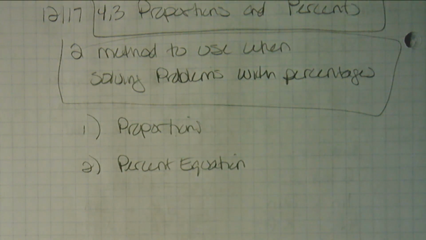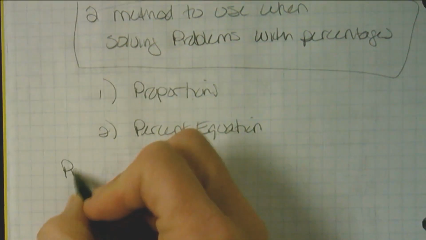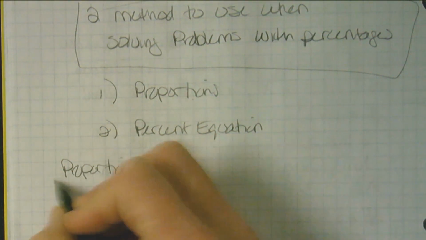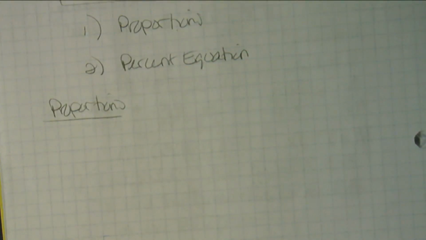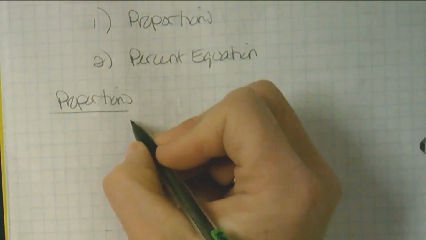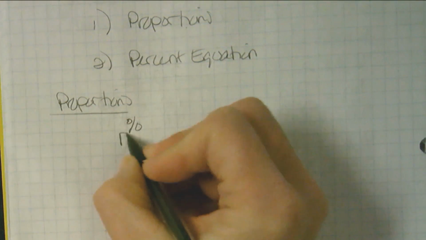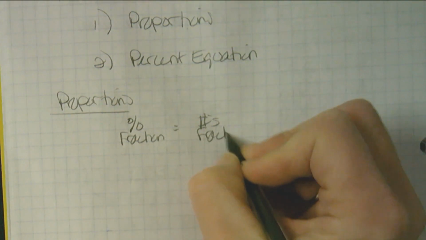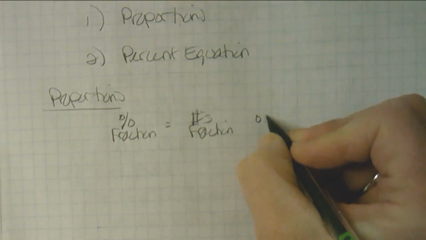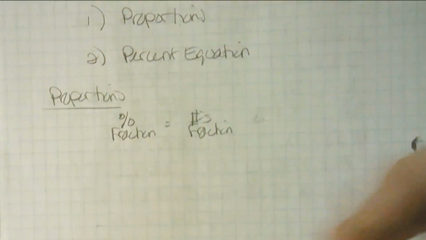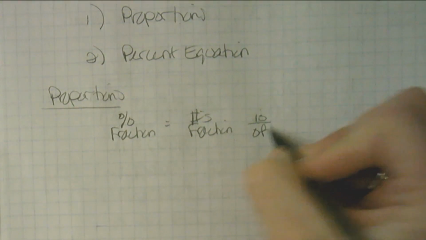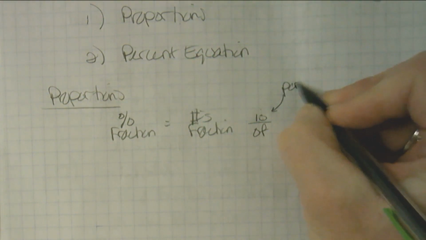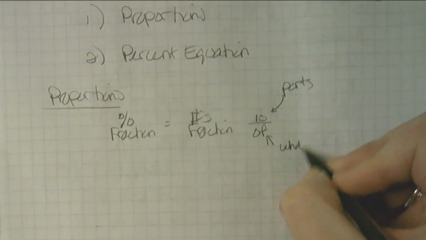Now that you guys have calculators, the percent equation is going to be a heck of a lot easier, but a lot of you lean towards proportions more. So let's talk about proportions. When we are setting up proportions with percents, you're going to have your percent fraction set equal to your numbers fraction. And that numbers fraction is always your is over your of. Is goes with my parts. Of goes with my whole.